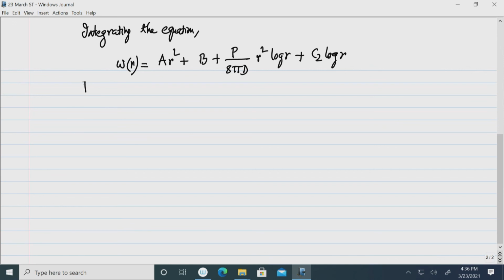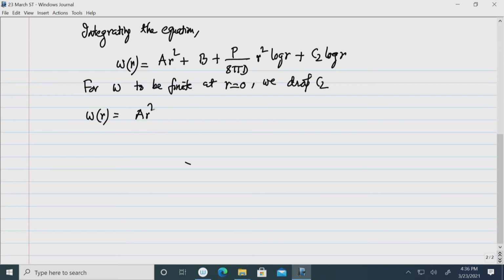Now, for deflection to remain finite, for W r to be finite at r is equal to 0, that is at the center, we drop C 2. So, therefore, final expression for deflection becomes a r square plus b plus p by 8 pi d r square log r. So, this is the final expression for deflection.